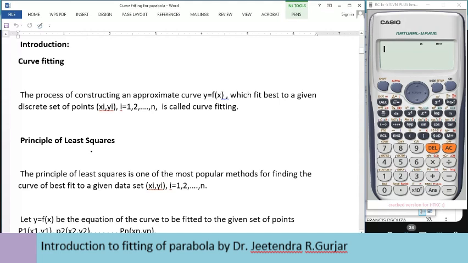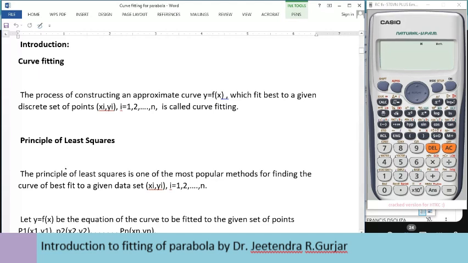What is the principle of least squares, students? Yes, please write down in your book. The principle of least squares is one of the most popular methods for finding the curve of best fit to a given data set. Please remember there will always be a given data set xi and yi, and we are going to fit this data. For any method we can fit this data.